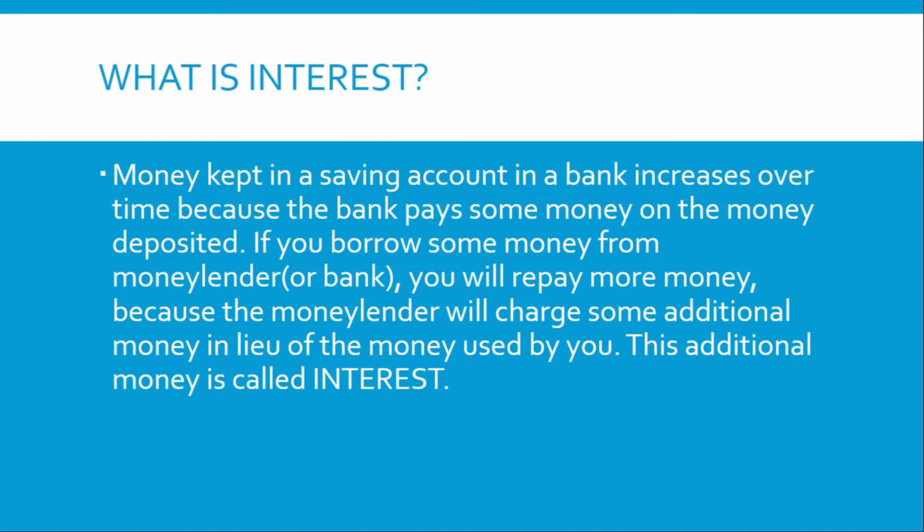Money kept in a savings account in a bank increases over time because the bank pays some money on the money deposited. So if you borrow some money from a money lender, suppose a bank, you will repay more money because the money lender will charge some additional money in lieu of the money used by you. This additional money is called interest.